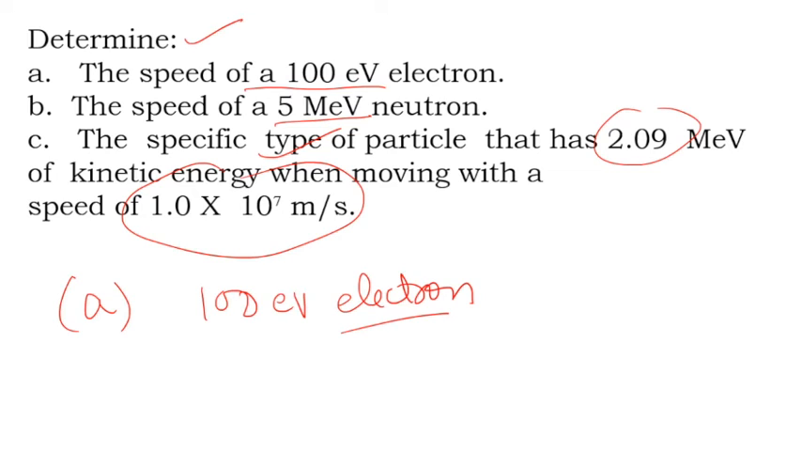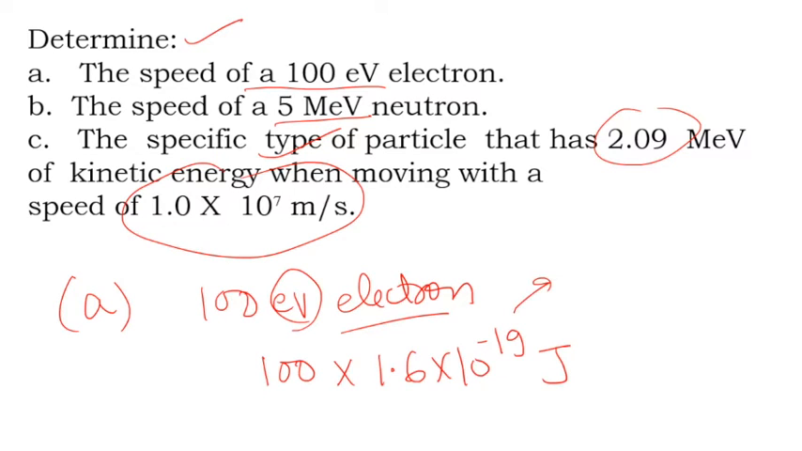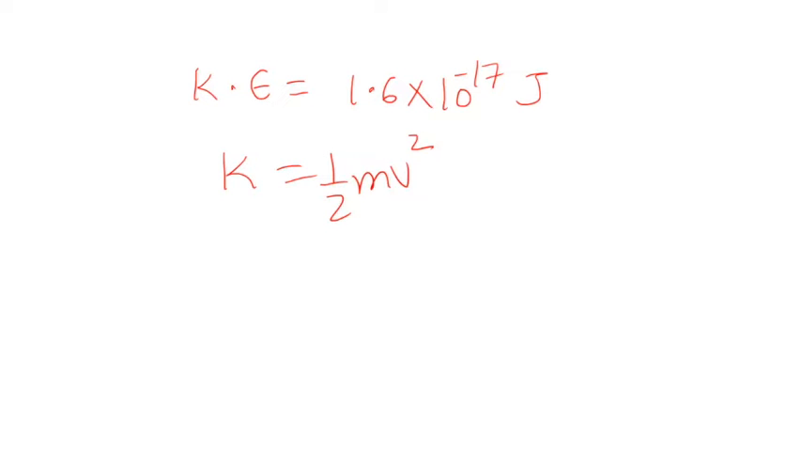Simply, you know that 100 electron volt is the kinetic energy, so you convert it: one electron volt is 1.6 into 10 to the power minus 19 joules. So this is basically energy. So you get 1.6 into 10 to the power minus 17 joule. Okay, now this is the kinetic energy. Now, kinetic energy is equal to 1.6 into 10 to the power minus 17 joule. And you know kinetic energy is half mv square. We put it equal.